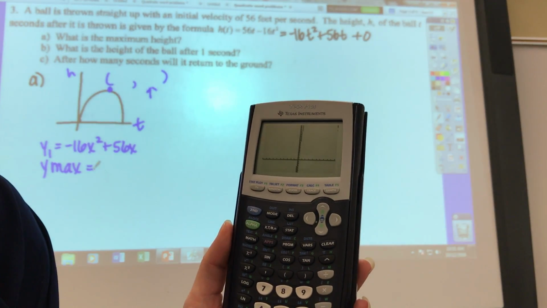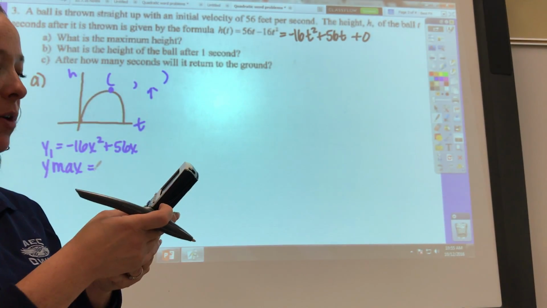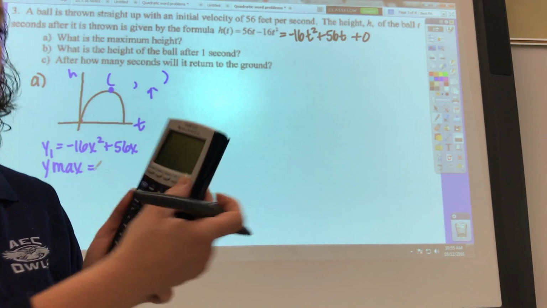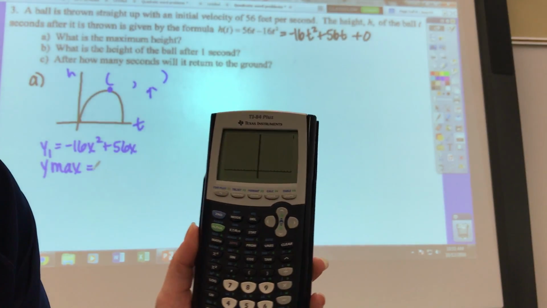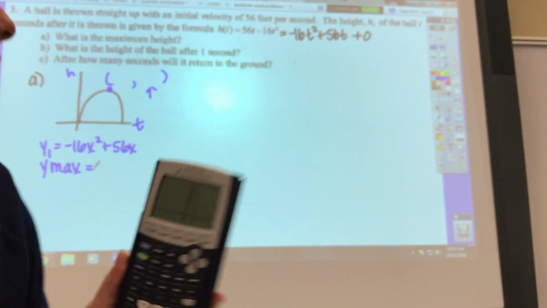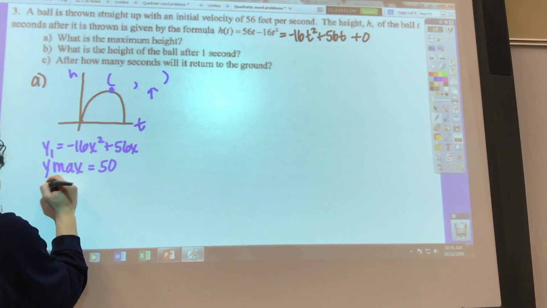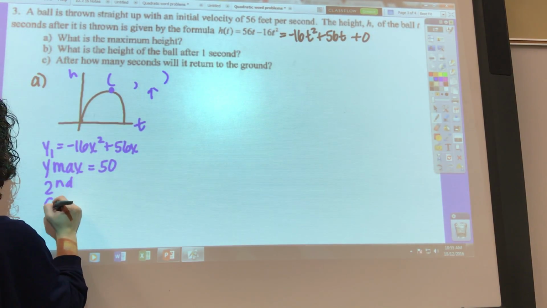So Y max 30. Not quite enough, you see that? So I need to go back, hit window, and change my Y max to maybe 50. So I just changed my Y max to 50. All right. There it is. I can see the whole thing. I can see that maximum point. So I hit second, calc. What do I hit?